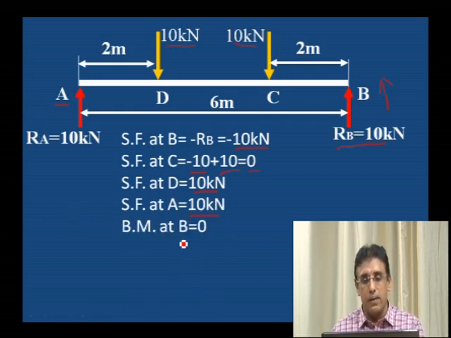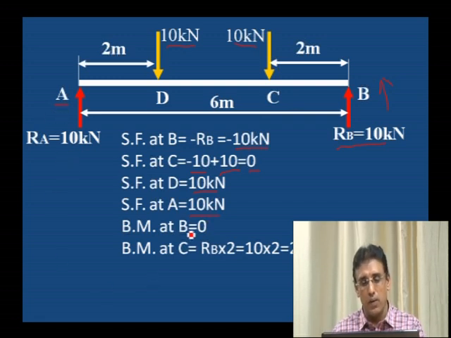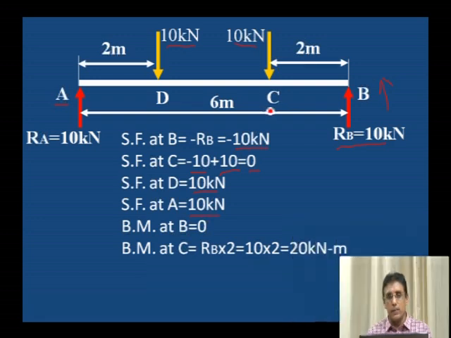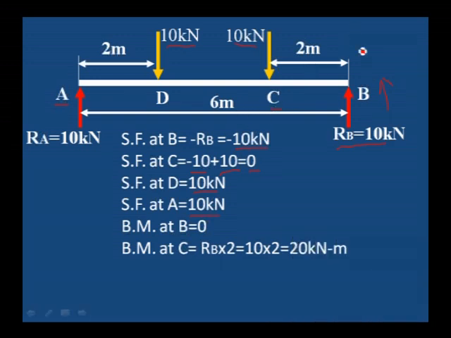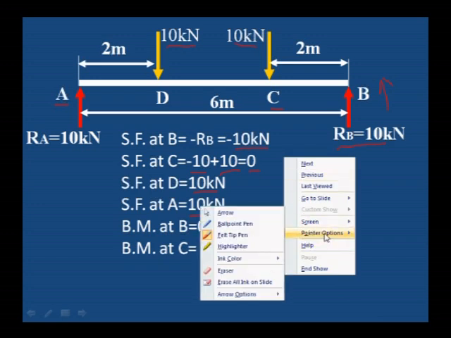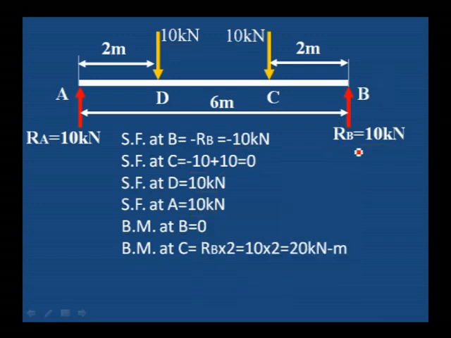Next, bending moment. Bending moment at B is equal to 0. For a simply supported beam, bending moment at supports is 0. Bending moment at C point: force is RB into distance of 2 meter. We are taking the moment about C, RB into 2, 10 into 2, that is 20 kilonewton meter at C.